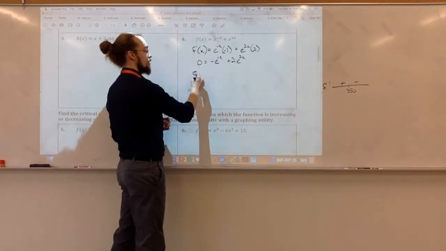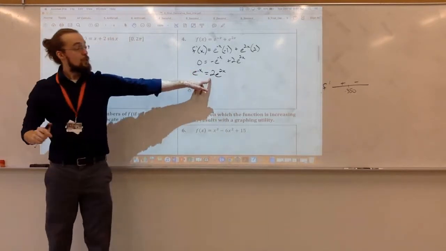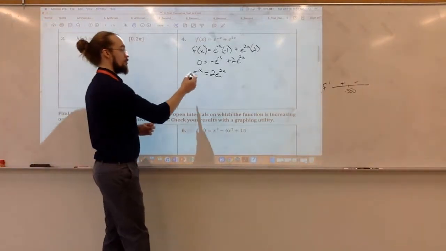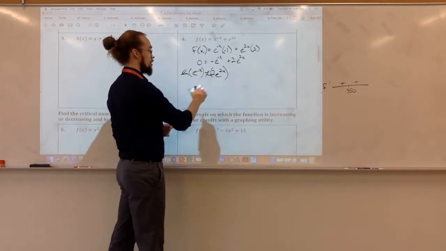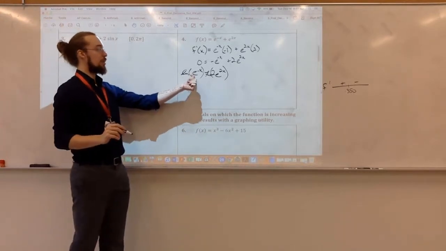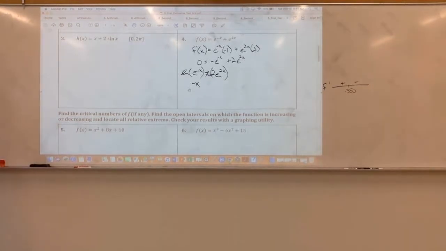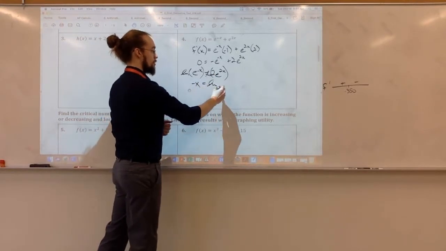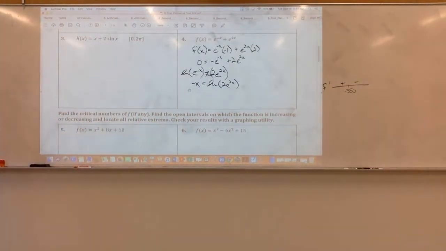So if I move this one over, e to the negative x equals 2e to the 2x. If this 2 weren't there, I could just drop the bases and just say negative x equals 2x. But since that 2 is there, it complicates things a little bit. So what I'm going to do is take the natural log of both sides. On this side, it's easy. The natural log of e to the negative x, I just get negative x. On the right side, it's a little bit more complicated, only because of this 2. So I'm just going to write that whole thing out for now. Natural log of 2 e to the 2x.